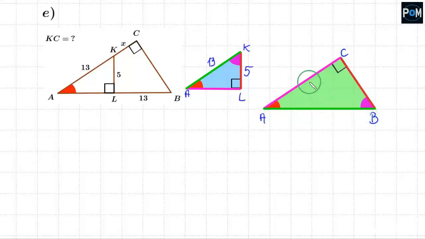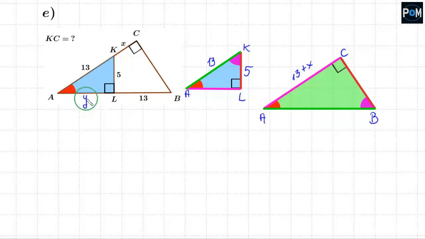In this larger triangle, I can actually only note the length of side AC. That is 13 plus x. And for now, I have a bit too little data, because I don't know this, and I don't know that. I only know a part of this segment, AB. Something else needs to be done here. Namely, we can notice that in this small blue triangle, since we have 13 and 5, I can use the Pythagorean theorem and calculate side AL.